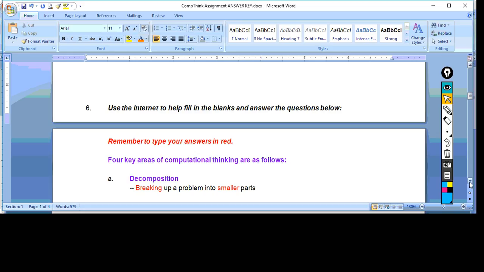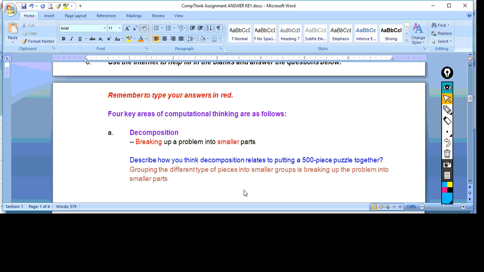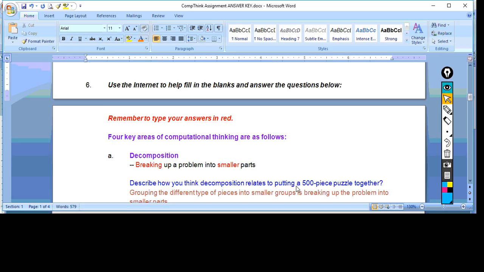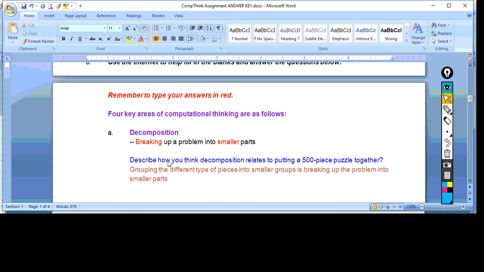But the idea is that you break something down into smaller parts, just like decomposition, like something decomposes. It's being broken down, and that's what we're doing with this. So the question is, describe how you think decomposition relates to putting a 500-piece puzzle together. By grouping the different types of pieces into smaller groups, that's breaking up the problem into smaller parts.